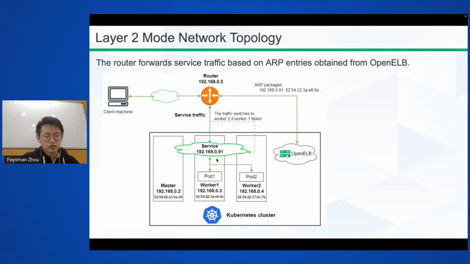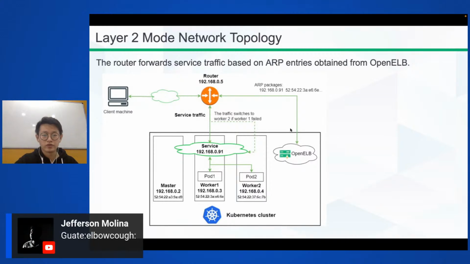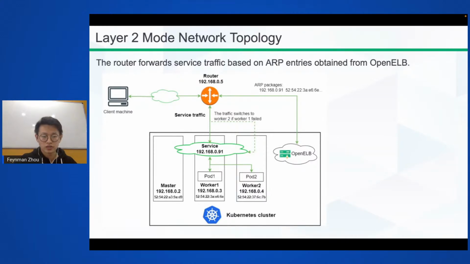As you can see from this graph, the traffic comes from the client machine and makes a request to the router, and then OpenELB will help you handle those requests and map them through ARP packets to the MAC address. So finally, the traffic will come into the service. In this way, you can expose your service with type LoadBalancer outside the cluster.